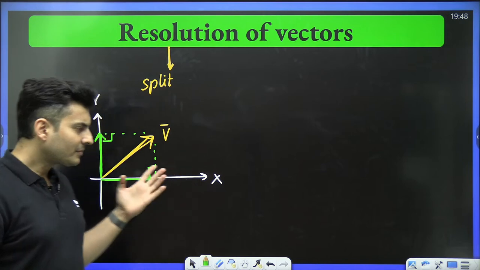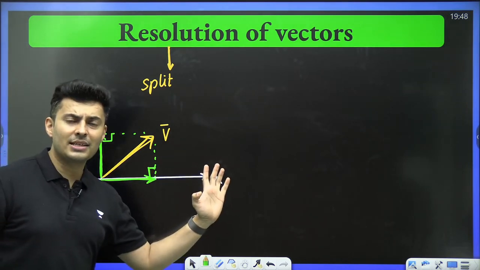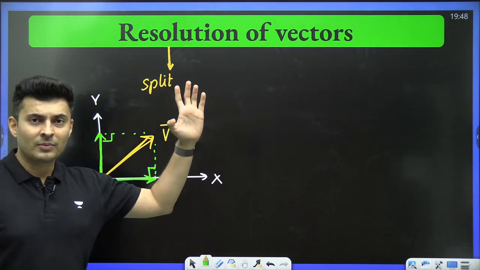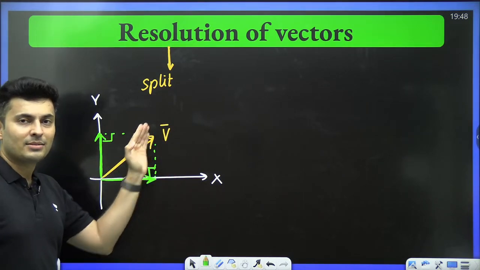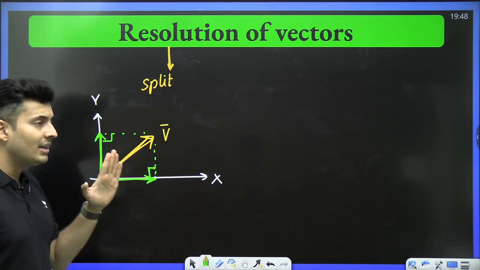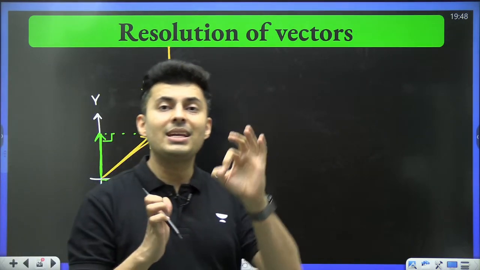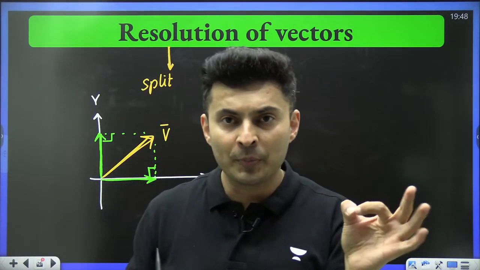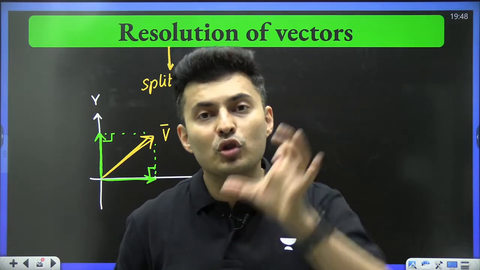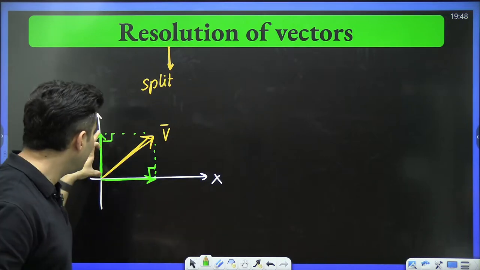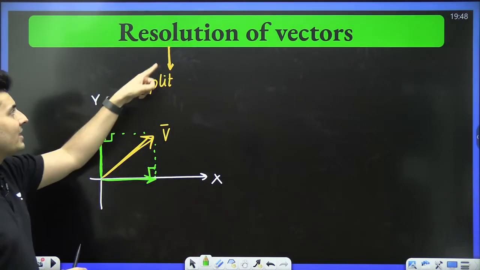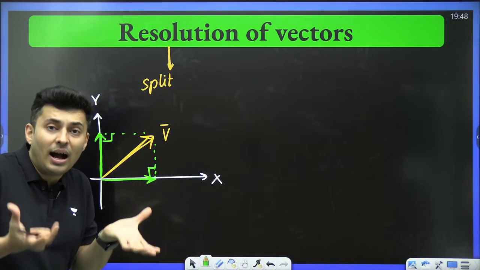Just like saying, I moved 3 kilometers east and some kilometers north. Some kilometers east, some kilometers north. So that is my total displacement. So you basically tell me each and every value in different directions so that I can get the net vector quantity. Each of these smaller values are basically the resolved parts.